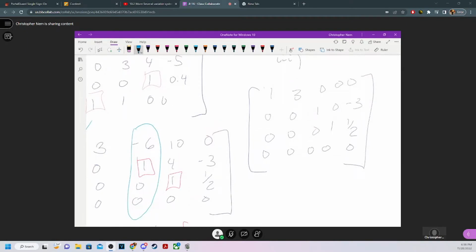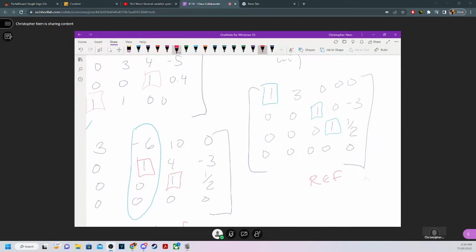And our last candidate, our leading entries are here, here, here. We do have a row of zeros at the very bottom. We do have our leading entries being only the value 1. And they are all to the right of each other as I progress down my rows. So this is row echelon form. This is in row echelon form.